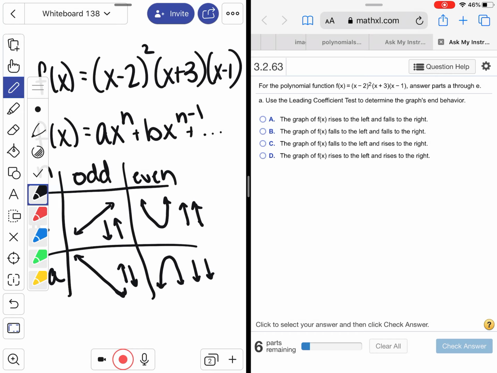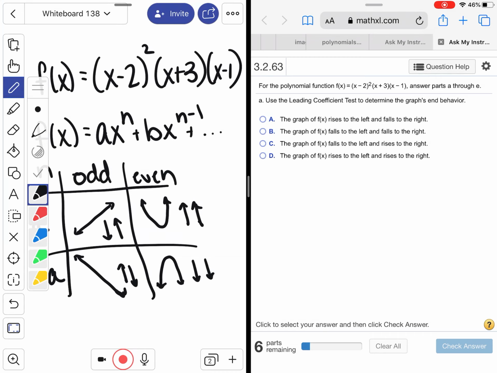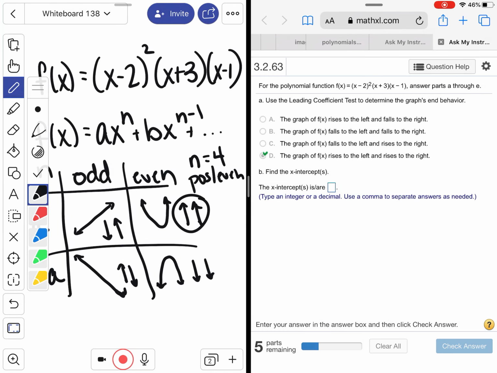So when I look at this, then I'm analyzing this function and trying to figure out which one it matches to. Well, because there is no negative sitting in front of the parentheses, a is positive, and your n here is equal to 4. So this is a positive even. Positive even is here, so that means it's an up graph. So it looks like D is going to be the answer there. We check that. That is the right answer. So let's go to the next part.